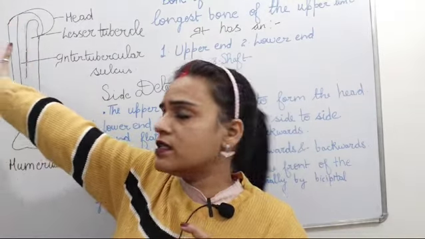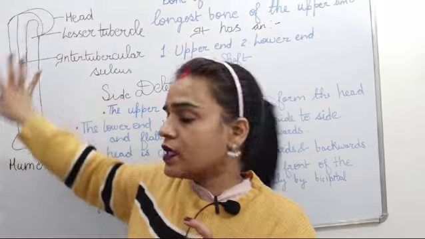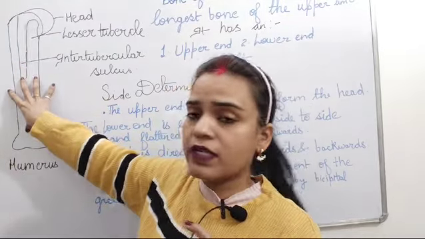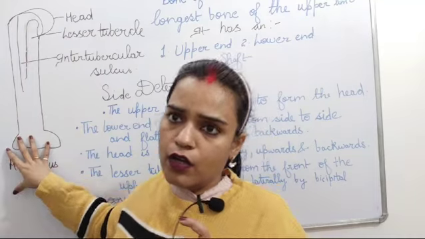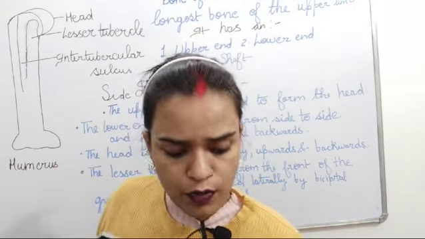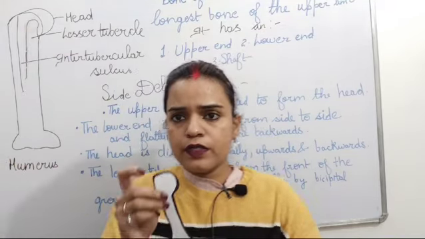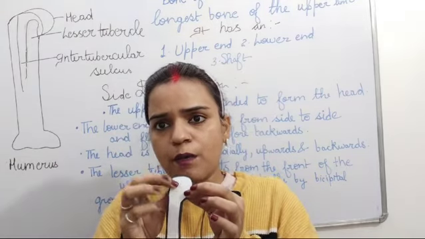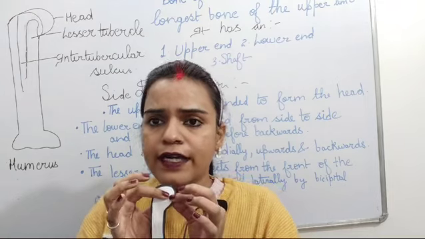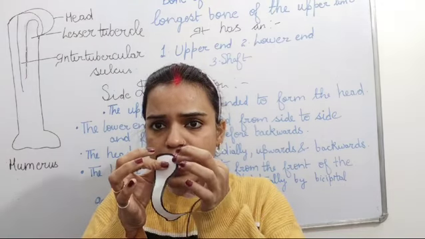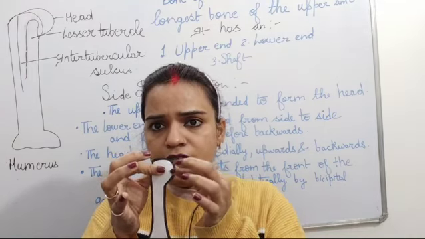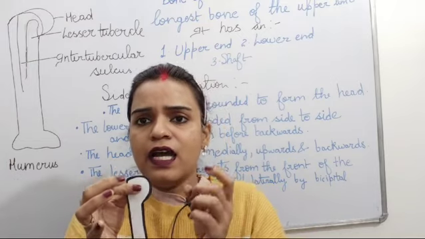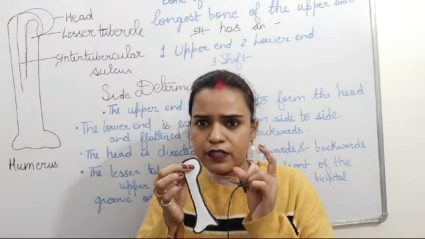The three main parts are the upper end, the shaft, this is the middle part, and this is the lower end. Okay, so I don't have a real model of a humerus, so I have drawn it on a paper. So the upper end consists of a head. Okay, see, this is the head which is directed medially and somewhat backwards.